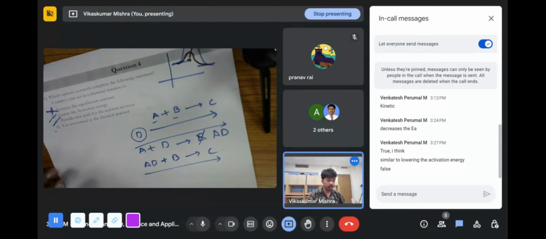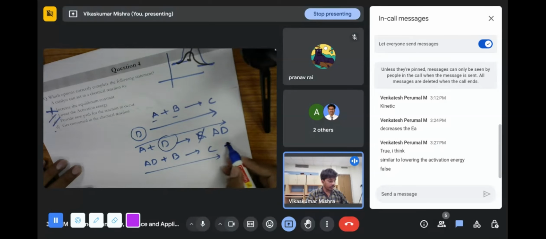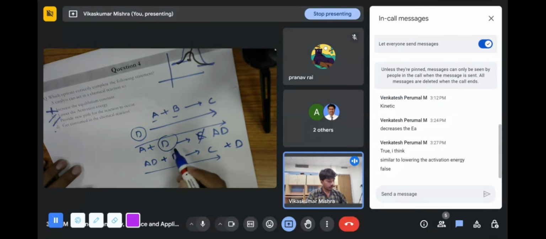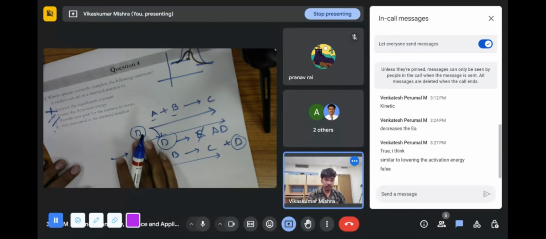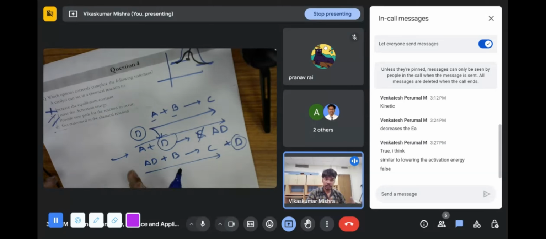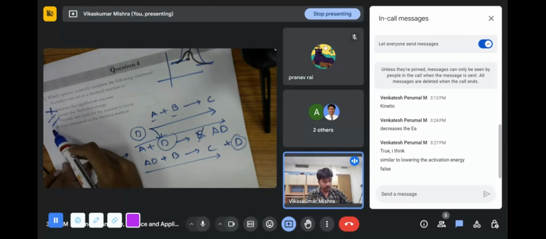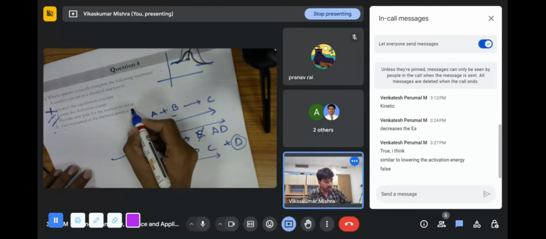It doesn't get consumed. See here, D was our catalyst, and we got final C, and here we will get our D back. So it started with A reacting with D in the initial state, and finally we got our D back. We got our catalyst back. So it doesn't get consumed. It is just like, okay, I'm going into the reaction, I will facilitate them, and I will be coming back. You're not getting consumed over here, right? So this one is a false one.